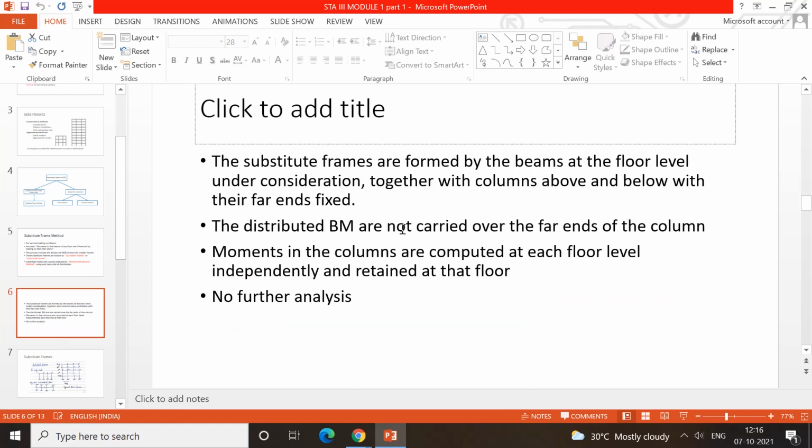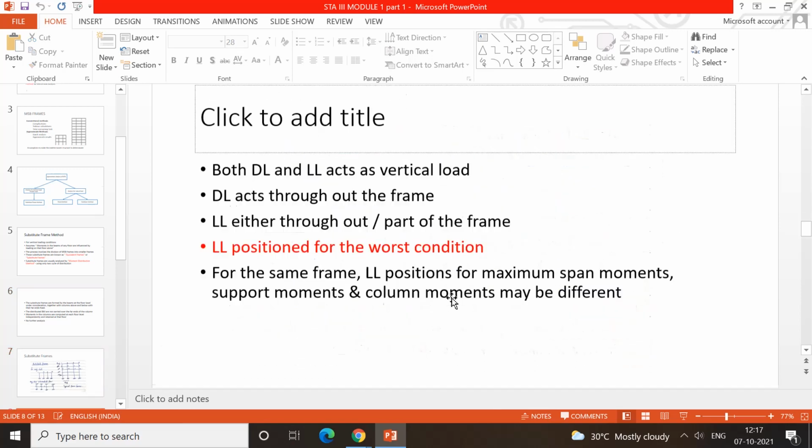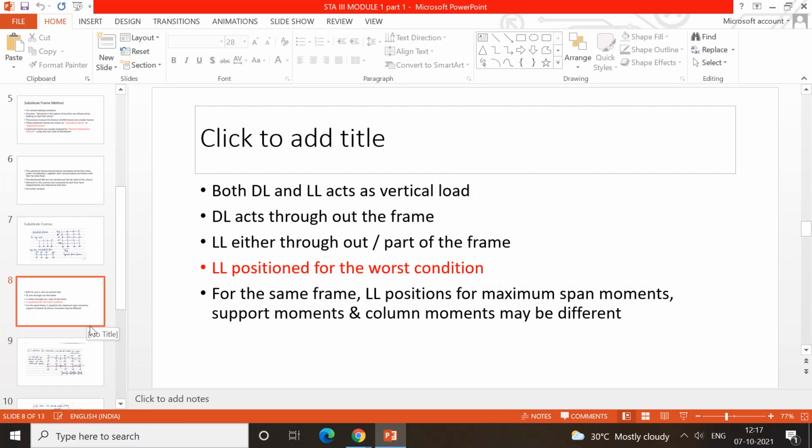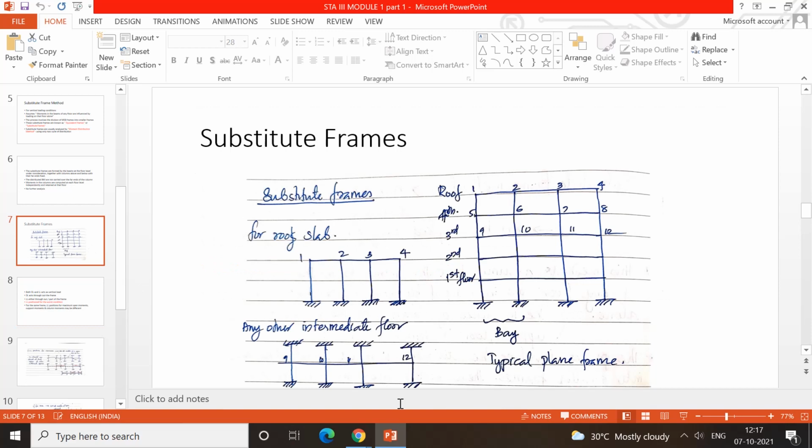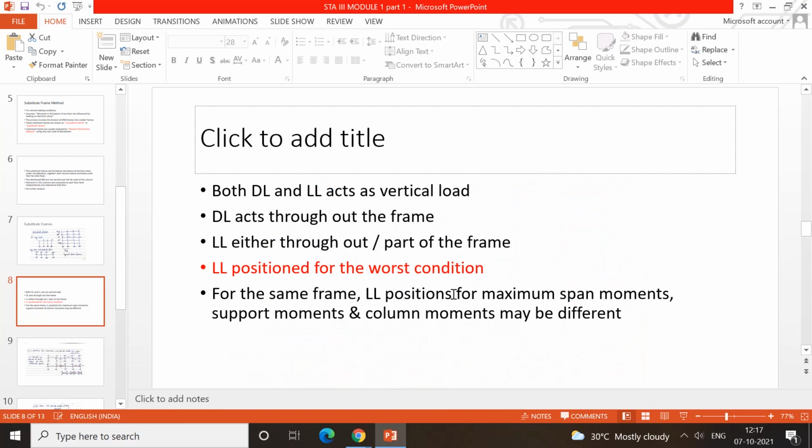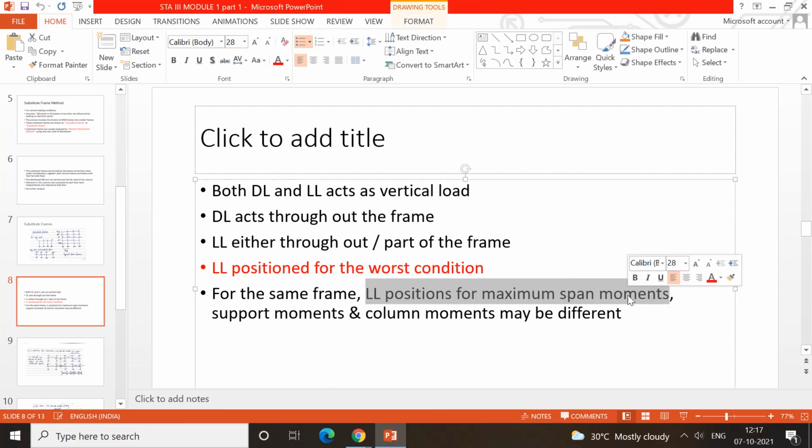And when you compute the bending moments in the columns, it will not be carried to the next floor level. It will be retained at that floor itself. Okay, and when you place the load, dead load will be acting throughout the frame always, and live load will be positioned for the worst condition for different cases, like live load positions for maximum span moments, support moments, column moments, etc. may be different. Okay.